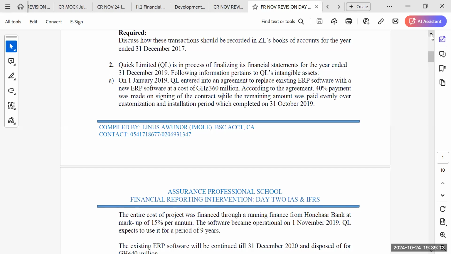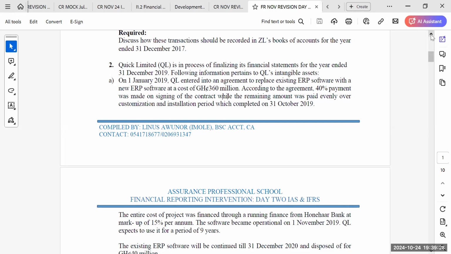Okay, so we have bought the software at 360, but we have paid 40% of this amount. The remaining will be a liability which will be paid over the installation and the customization of this one. That is not my problem.